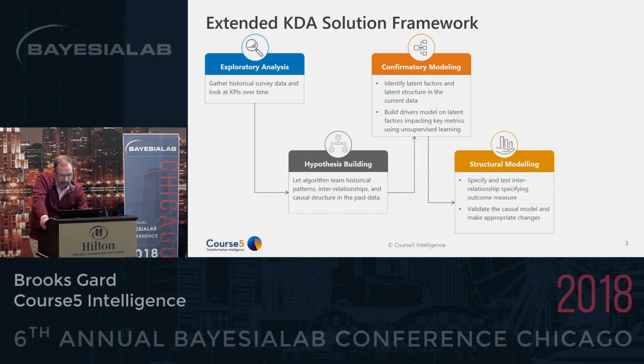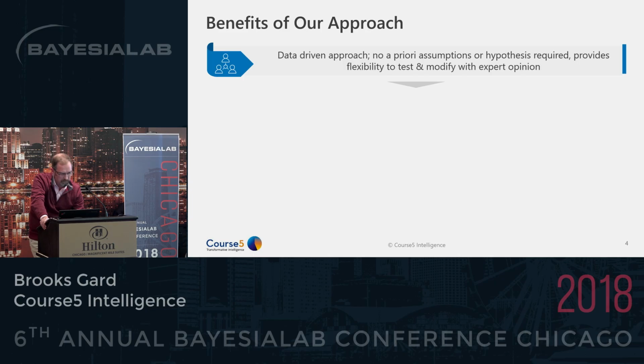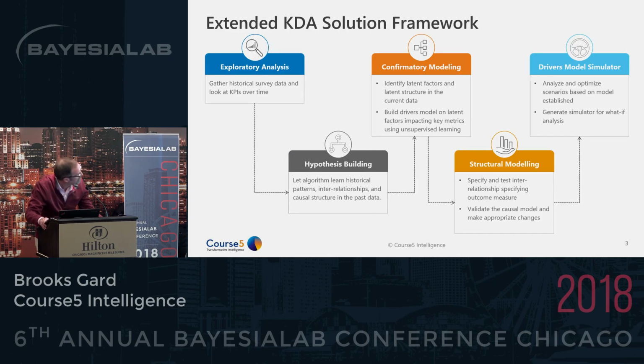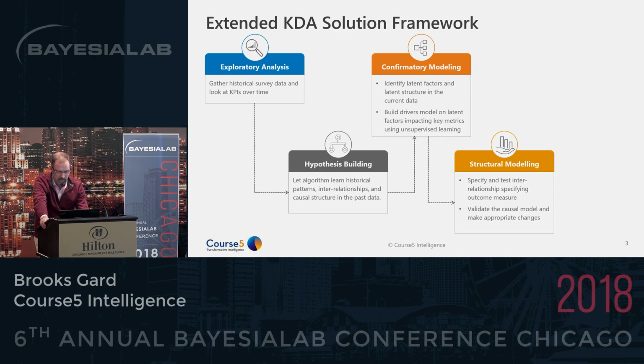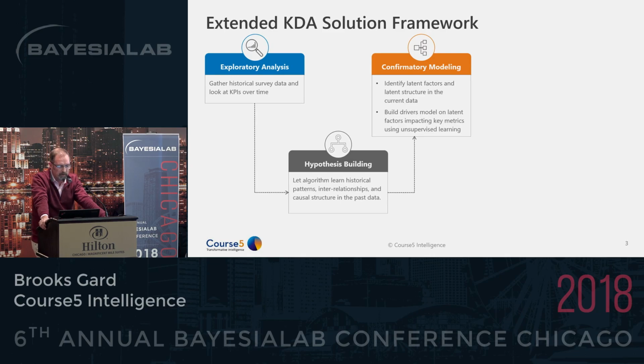In step 3, we take our current survey data and conduct confirmatory modeling using Bayesian networks to identify any latent factors in structure of the measured attributes. Then we take these factors and build a driver model of the key metrics.